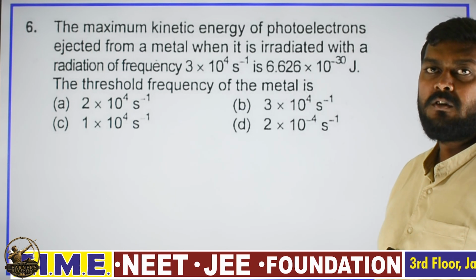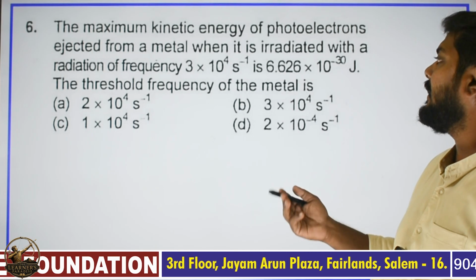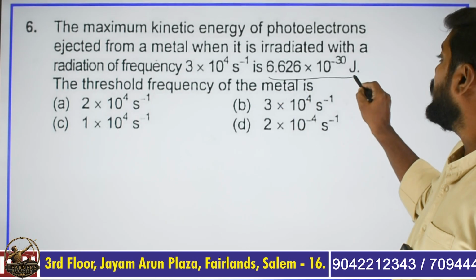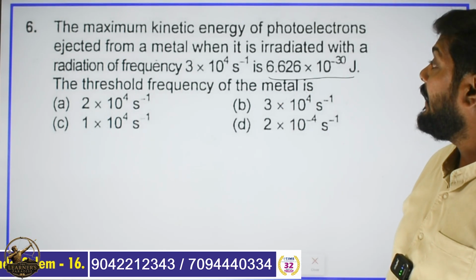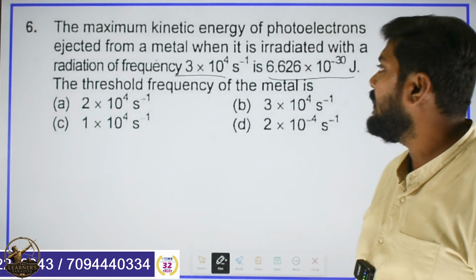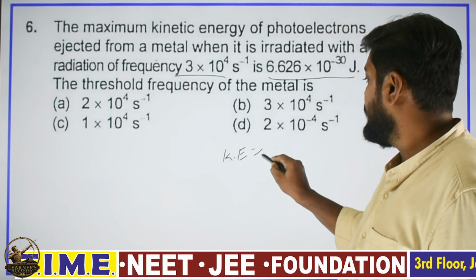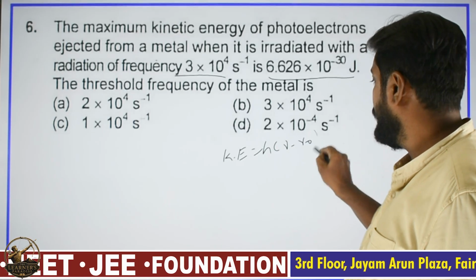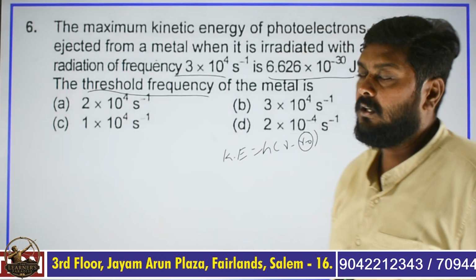This question is from the concept photoelectric effect. The kinetic energy of photoelectrons when a metal is irradiated is given as 6.626 into 10 power minus 34, and the frequency is given as 3 into 10 power 4. That is, kinetic energy is equal to h into (nu minus nu naught). You are asked to calculate the threshold frequency.